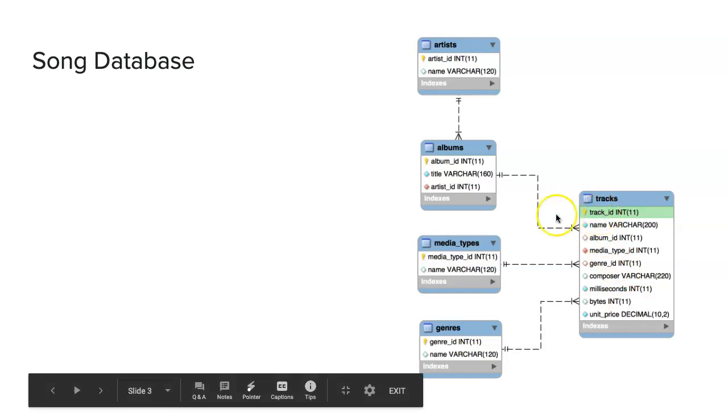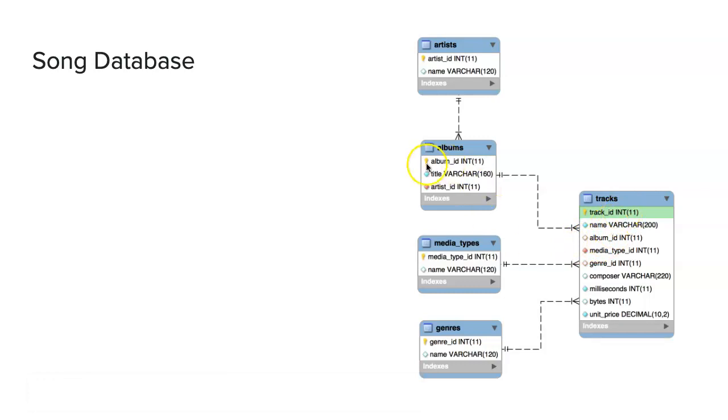The primary key is track ID here, as you can see. And there's the name of the track, so on and so forth. And here are some foreign keys. For example, album ID. So each track belongs to an album of sorts. So one album can have many tracks, but a track has one album.